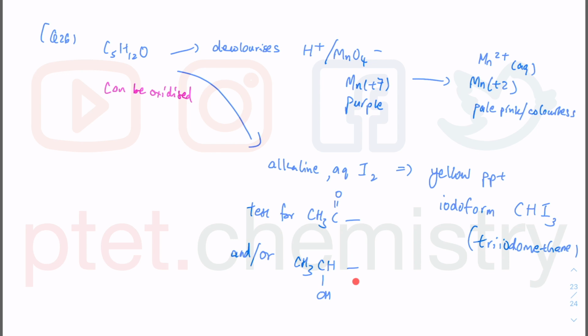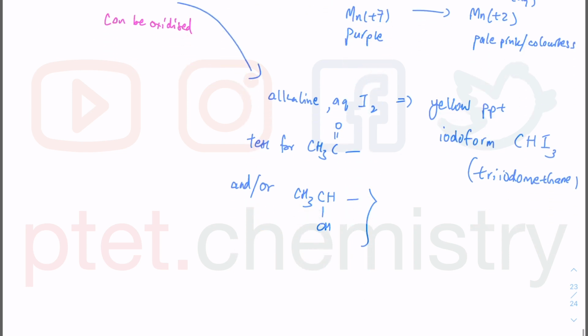From all the options given, none of them is a methyl ketone. So none of the options is a ketone. A, B, C, D, they are all alcohols. So we are realistically looking for these based on the options given. So let's have a look through the options.